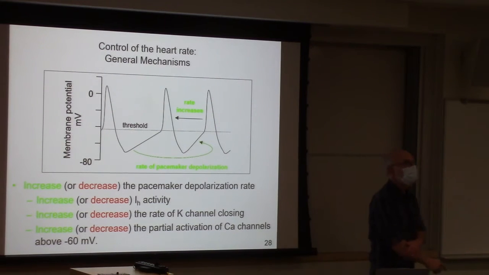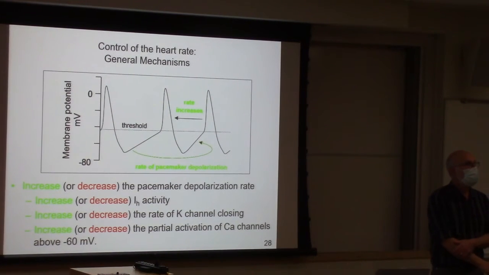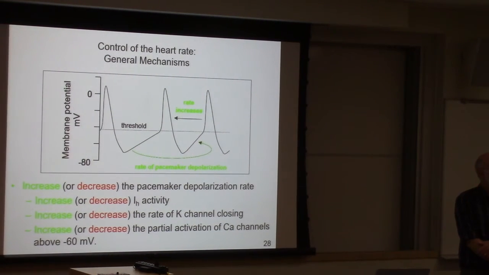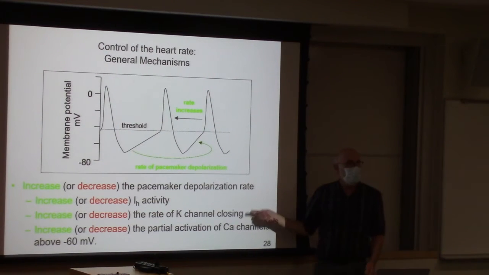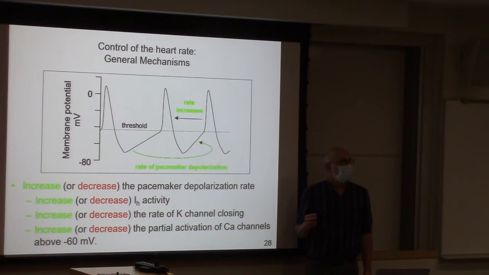Patricia? So, when we want to make it faster, we increase the K channels closing. By making them close faster, we decrease potassium efflux faster.